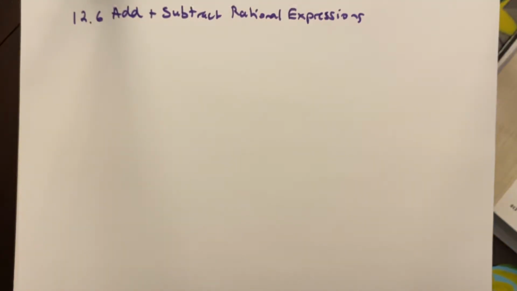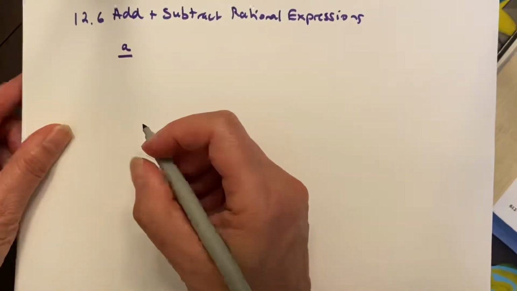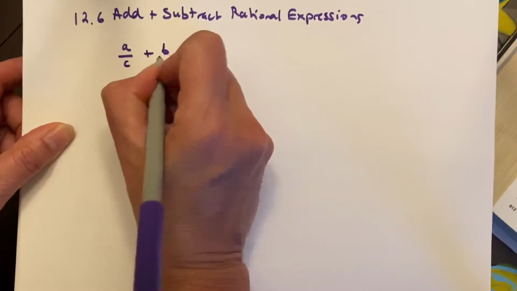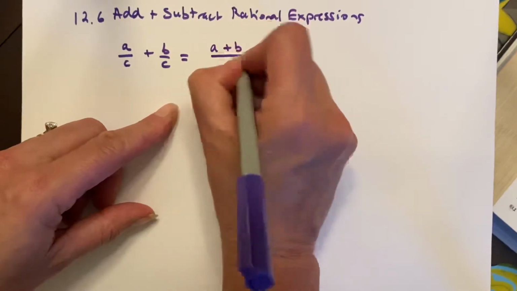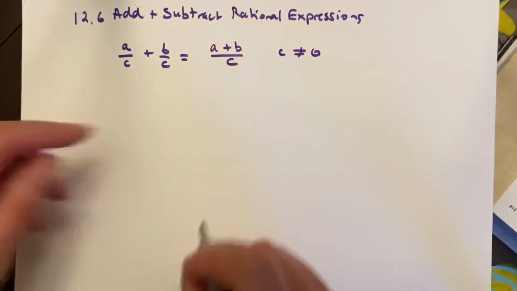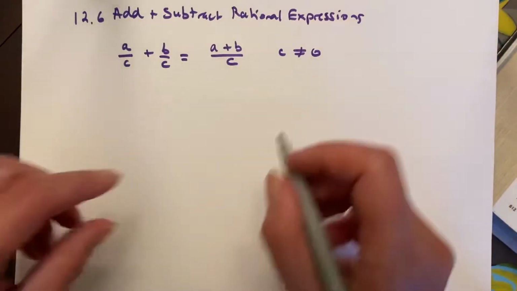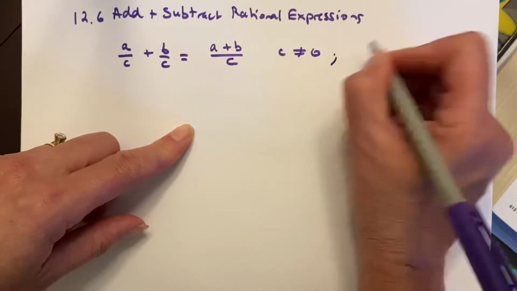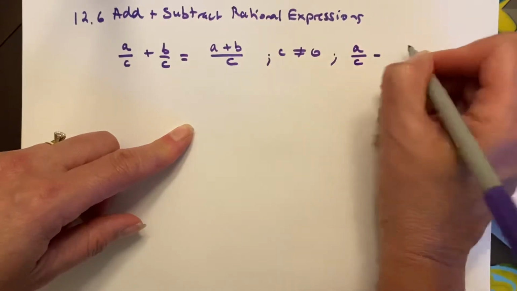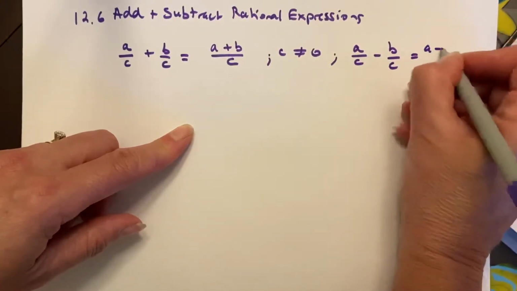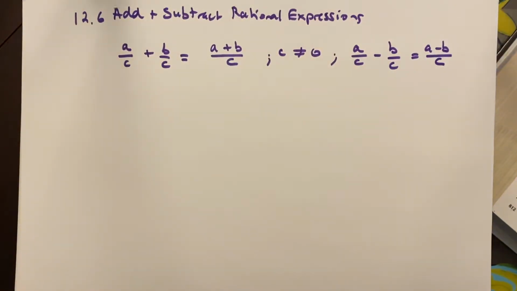We're almost there. Okay, so say I'm adding A over C, just basic fractions, plus B over C. I can add common denominators: A plus B over C, where C can't be equal to zero. And if I'm subtracting, same idea, and C is not equal to 0 applies to both. A over C minus B over C is A minus B over C. We're going to use this same principle with rational expressions.